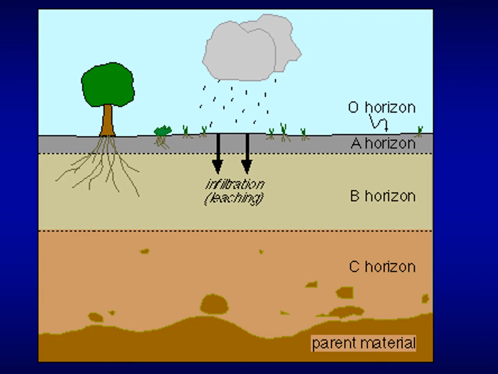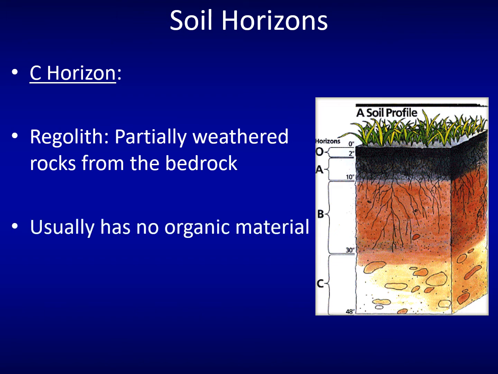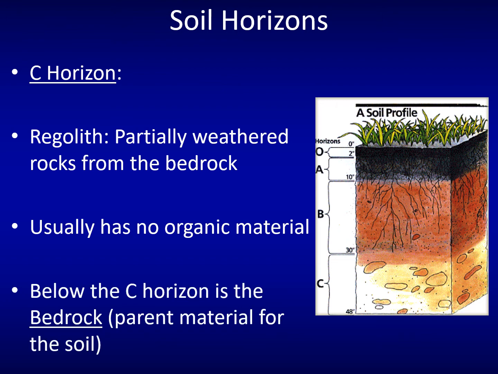And here's a picture showing leaching. Rainwater comes down and infiltrates or leaches through the ground, absorbing minerals from the A horizon and dropping them off on the B horizon. Our next layer would be the C horizon, and this is generally composed of a lot of regolith, which is the partially weathered rock chunks from the bedrock. It doesn't usually have any organic material because we're pretty far down at this point, maybe 4 feet down or more. And below the C horizon is bedrock, and this is where the parent material for the soil lies.